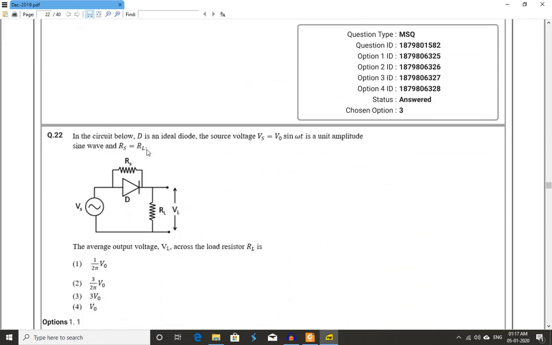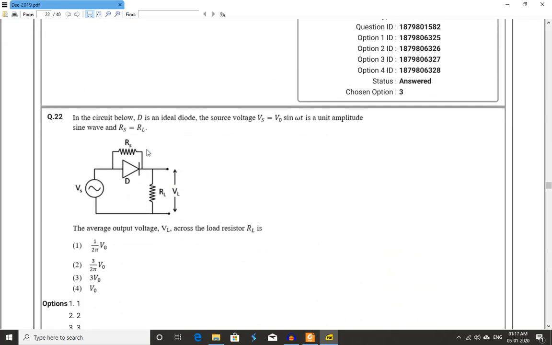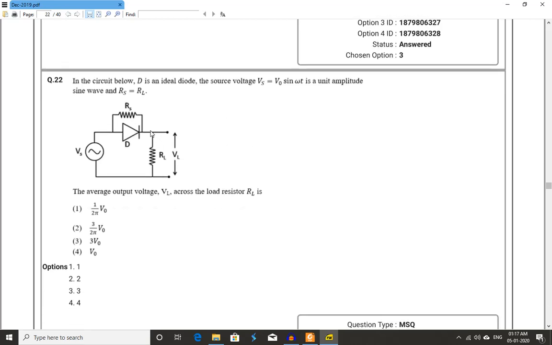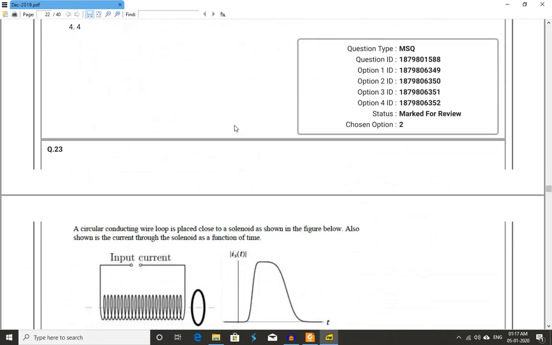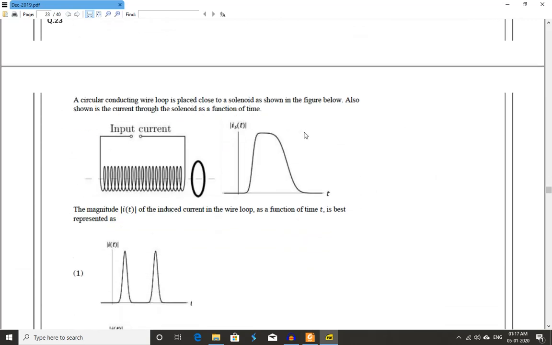This is again electronics, and this is easy. This looks easy for me also. I just use a simple op-amp concept and you will get it. And this is electrodynamics, and this is not very tough.